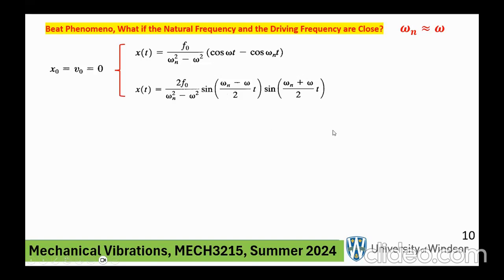So let's see what happens when omega is very close to omega n. First of all, if omega is very close to omega n, this combination, see that? This combination essentially becomes 2 omega over 2 times t, either omega t or omega n t. Very close to it, at least. So this difference is small, that difference is small, but this difference is large.